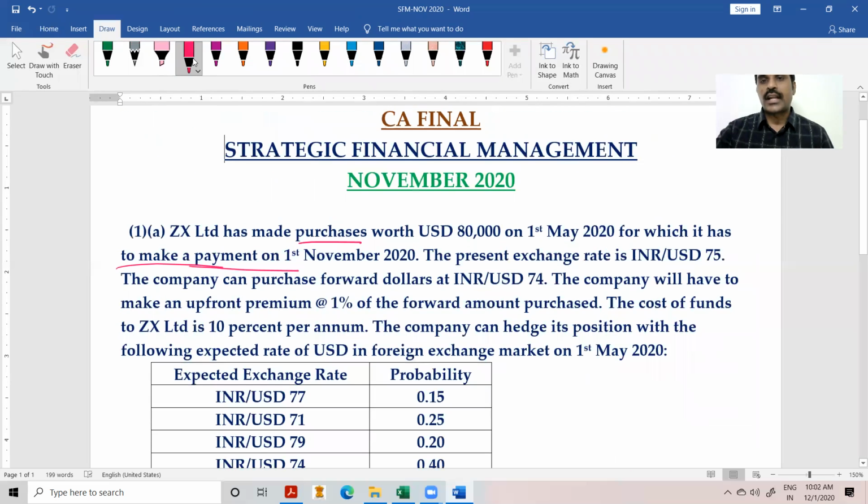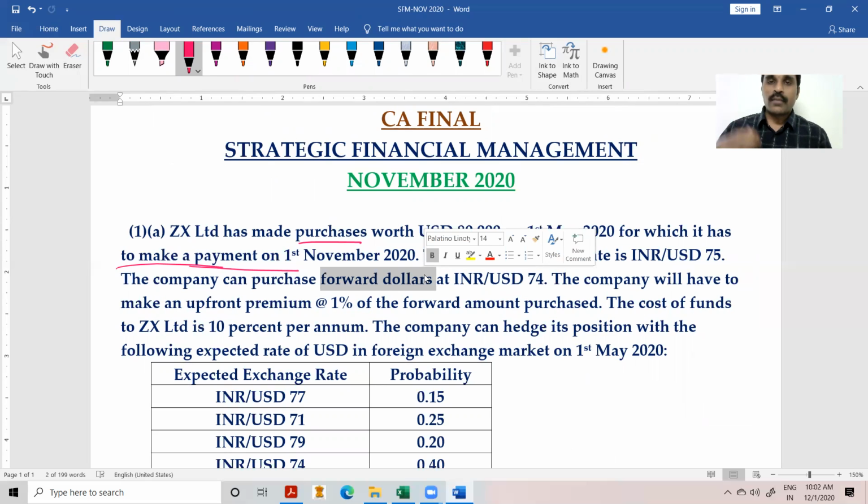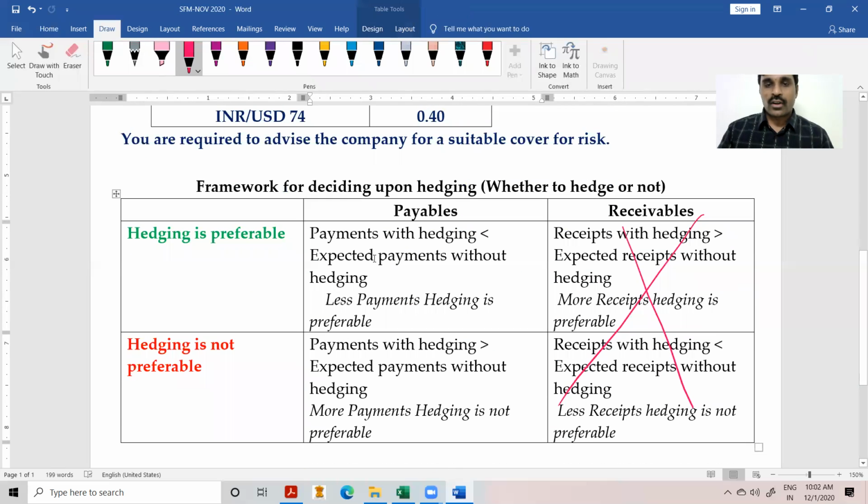There are many hedging strategies to be used: forwards, futures, options, swaps, etc. But the information given is related only to forward contracts, so we can think about only the forward contract. It is not that the forward contract is the only method of hedging. There are many methods, but since the information is given only for the forward contract, we'll go for forward contract hedging.